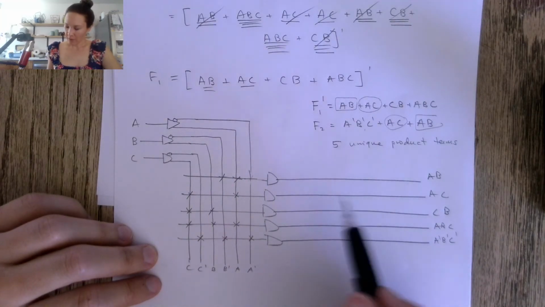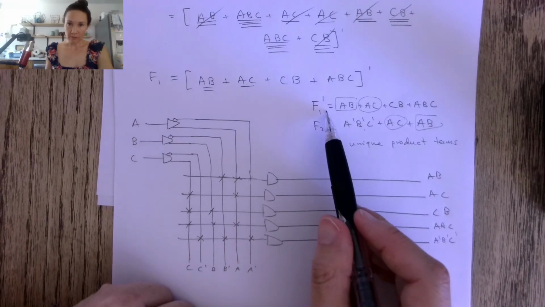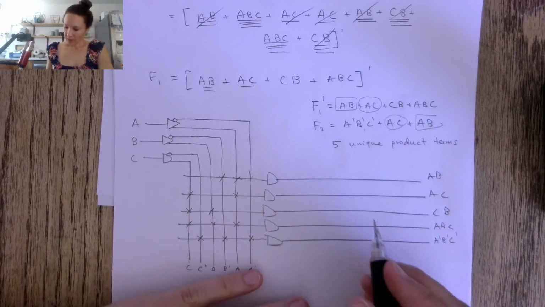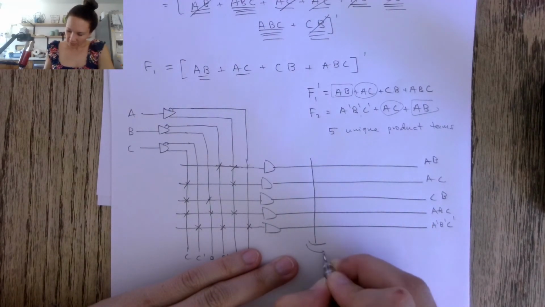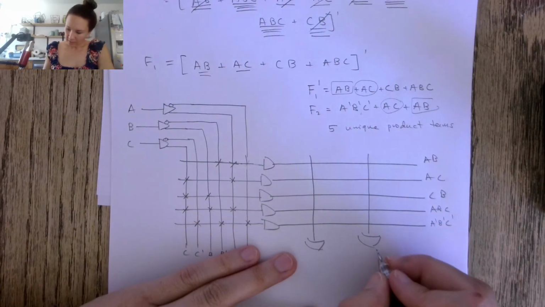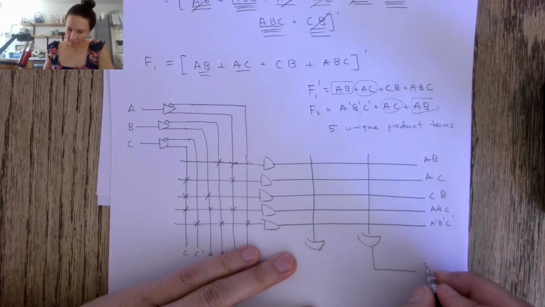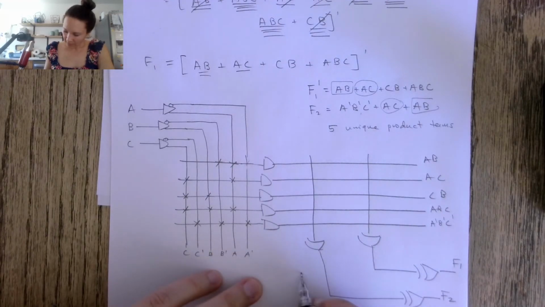So now we have all of our product terms. We have 2 outputs, F1 naught and F2, and that means we're going to need 2 OR gates. There's an OR, and there's an OR. I'll let this OR be my F1, and I'll let this one be my F2. And these, lastly, are going to go into an XOR.